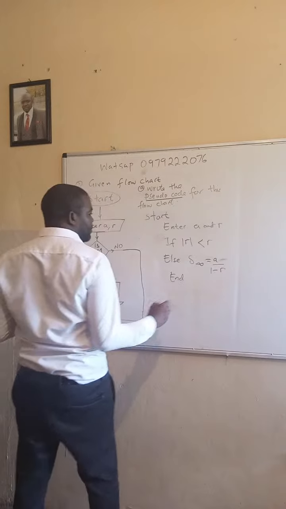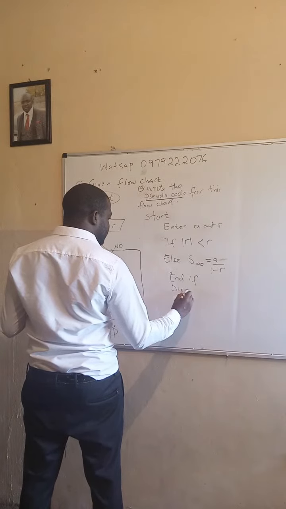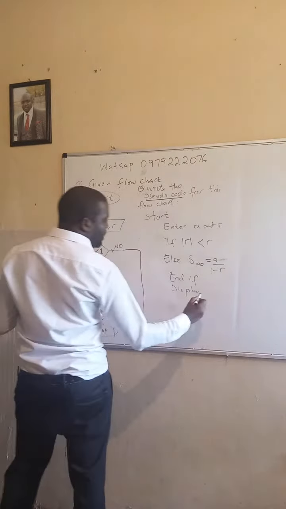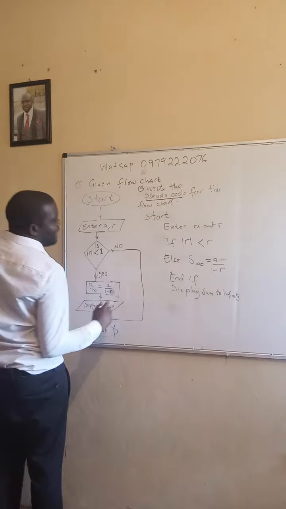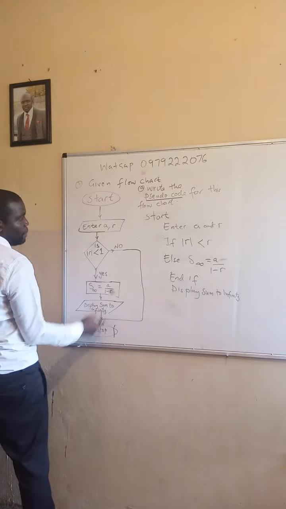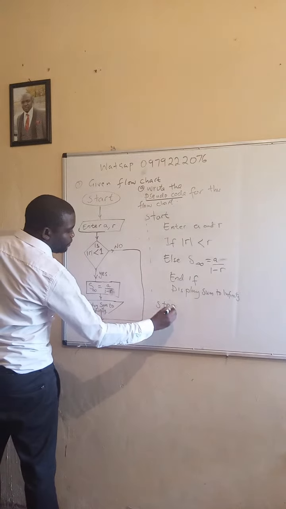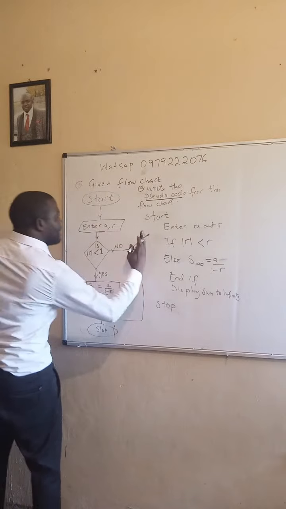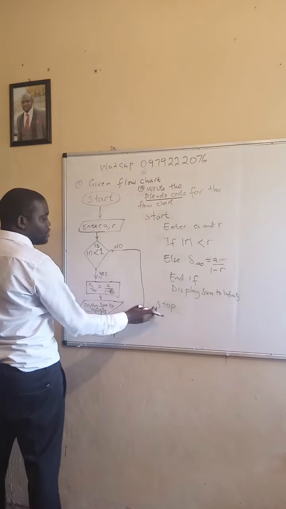And if display sum to infinity. Display sum to infinity. And then stop. Now stop will be in line with this. You see, in a straight line, stop will be on this side. So these ones are a bit in front, they are inside. Start and stop are on this side.